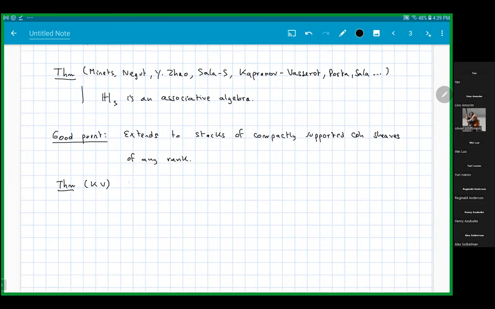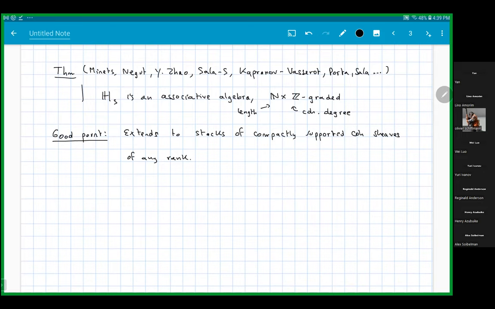So HS. I mean, that's not part of the theorem. Let me say here, which is N cross Z graded. So this is the length, and this is the cohomological degree. So it has two gradings. And an important and difficult theorem of Kapranov and Vasserot computes the graded dimension of these.